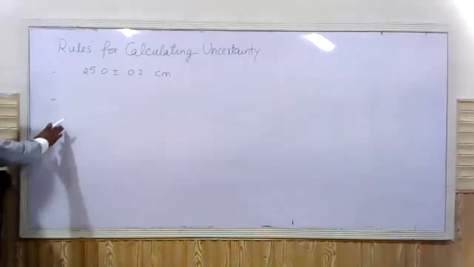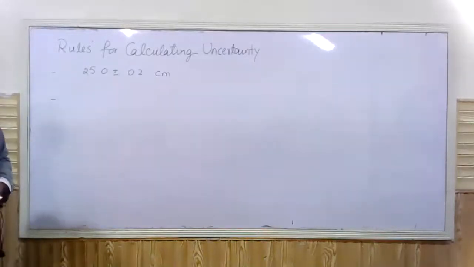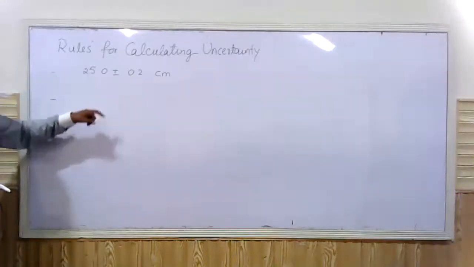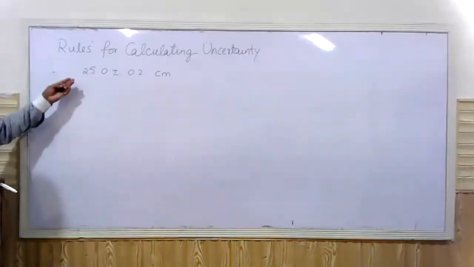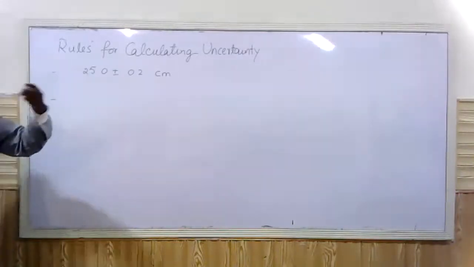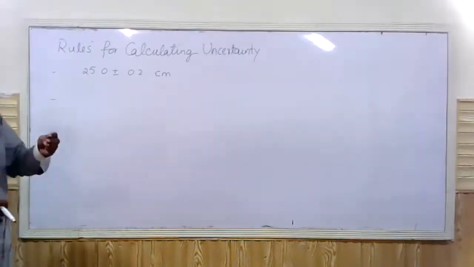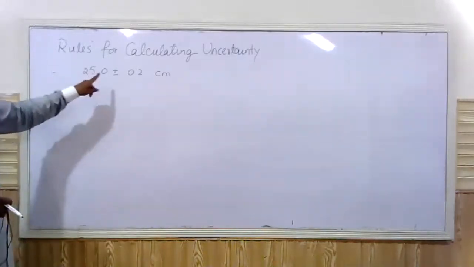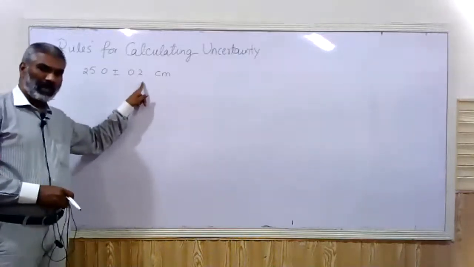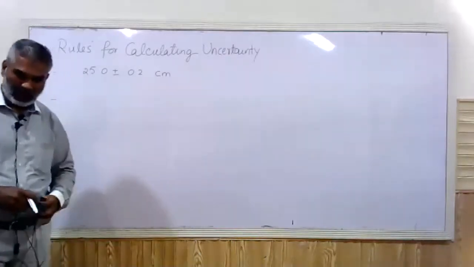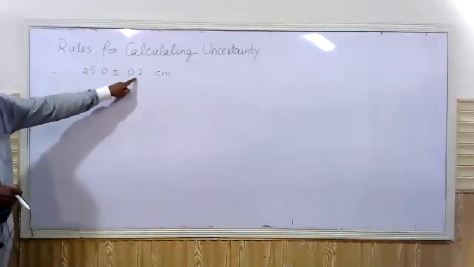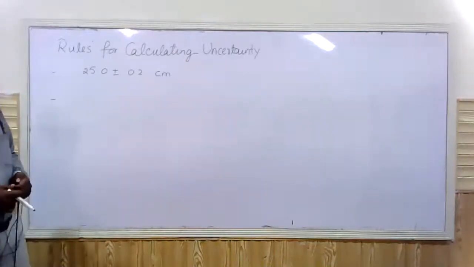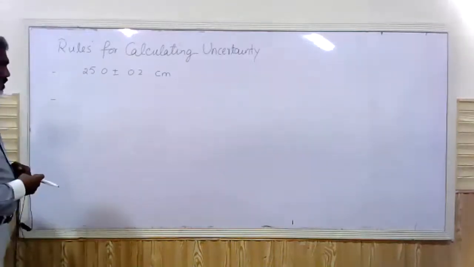The second rule was that whenever you add two measurements, let's say you measure two lengths, one is 25 centimeter, other is 20, and then you minus 20 from 25, the answer will be 5, but the uncertainty will become doubled. This I discussed in the last lecture, that actual uncertainties add up when you add or subtract two measurements.